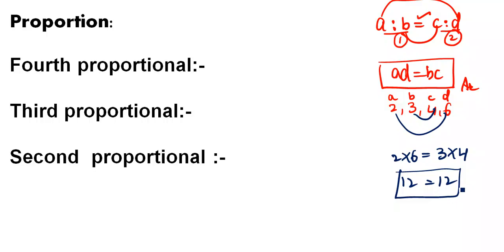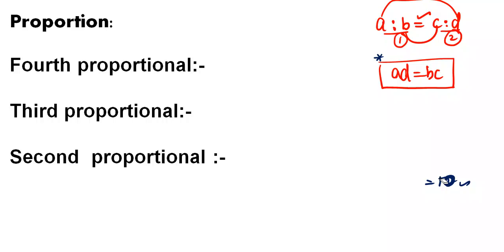Proportion means two ratios are equal. For example, 12 is equal to 10. Is it a proportion? No, it is not a proportion. Proportion means two ratios are equal. The proportion formula is AD is equal to BC. It is very, very important. Clear, all of you?